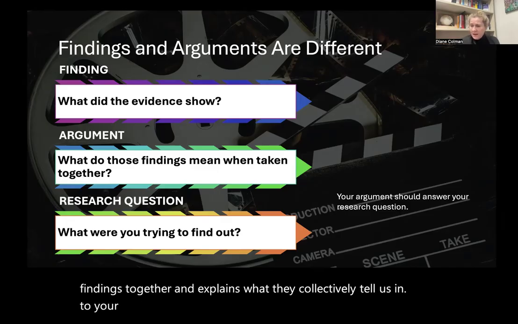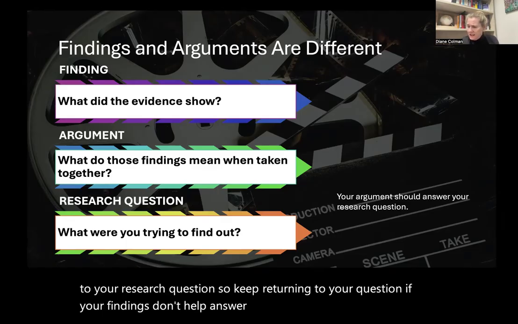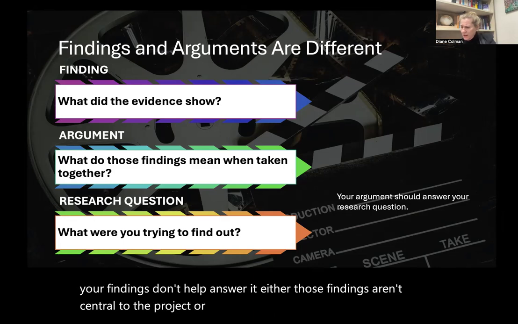research question. So keep returning to your question. If your findings don't help answer it, either those findings aren't central to the project or your research question may need some refinement.